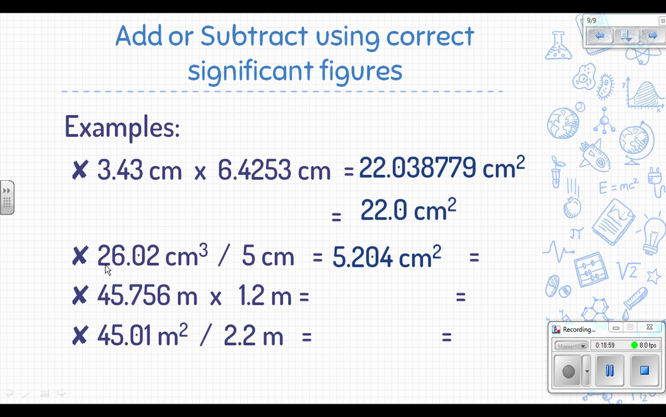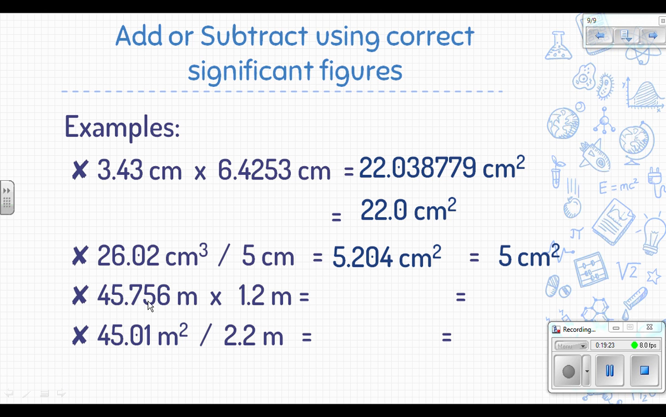This one has 26.02. All 4 digits count because this 0 is sandwiched. Also, it's after non-zero digits, and there's a decimal in the number. So 4 digits here. 5. Okay, that's 1 digit. So our answer can only have 1. So 5 we keep. The 2 does not cause it to round. So we just keep it as 5 centimeters squared.